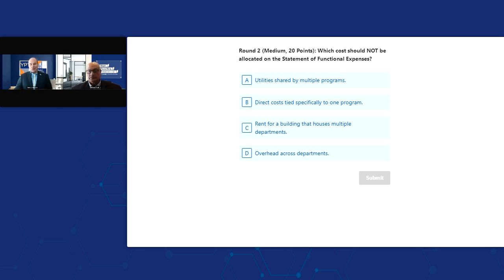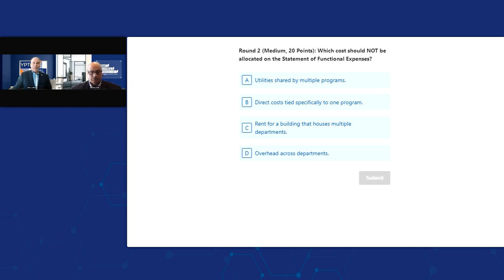Cost allocation is huge in the nonprofit world for sure. So we didn't really discuss this in our intro. So we'll see, test people's knowledge. All right, 5 more seconds.